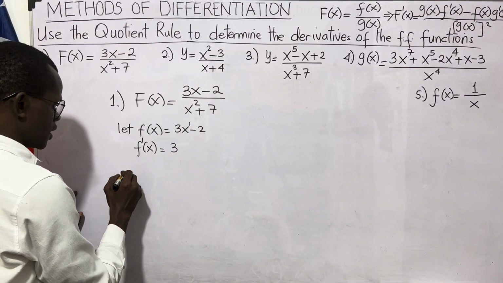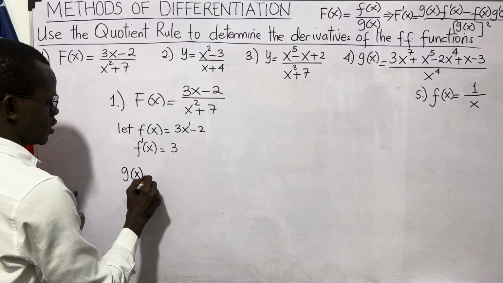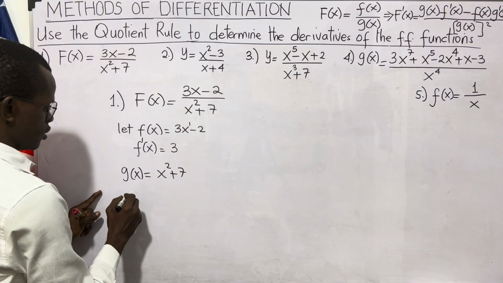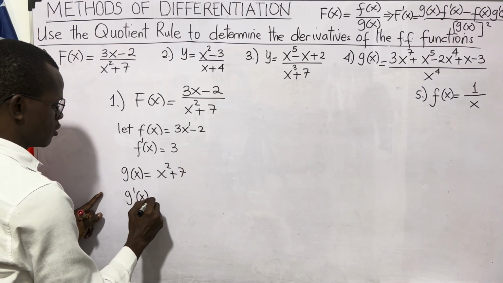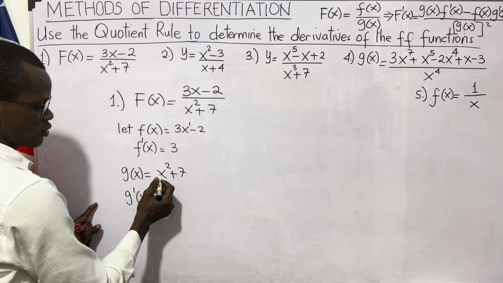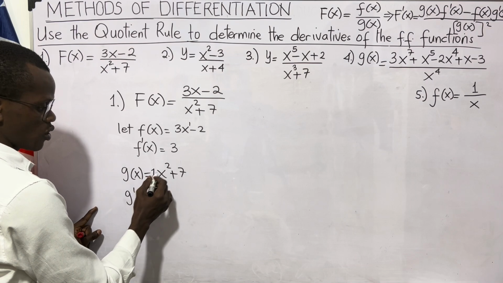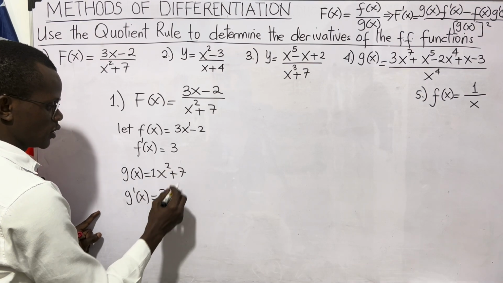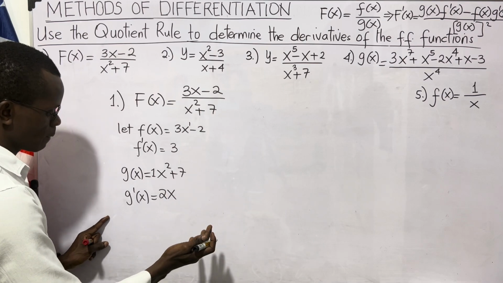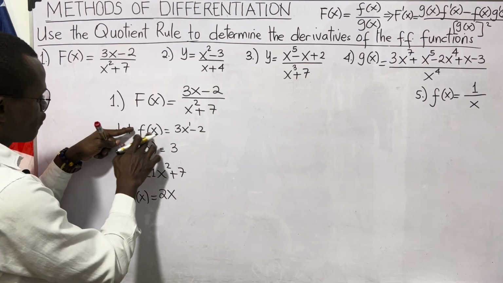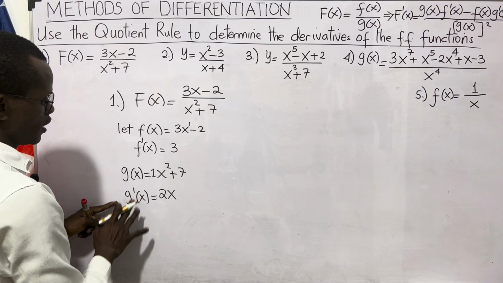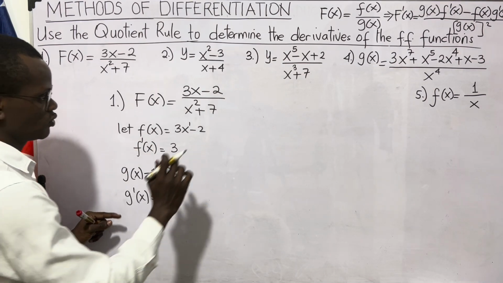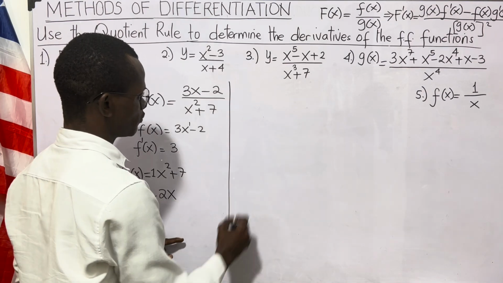So also you say g of x, which is the denominator, is x squared plus 7. So g prime of x now will just give us 2 times x, 2 times 1, the coefficient is 1, is just 2. You subtract 1 from 2 is 1. The derivative of a constant goes to 0. So you have f of x and g of x, f prime of x, and g prime of x. So you can just put them now within the formula.